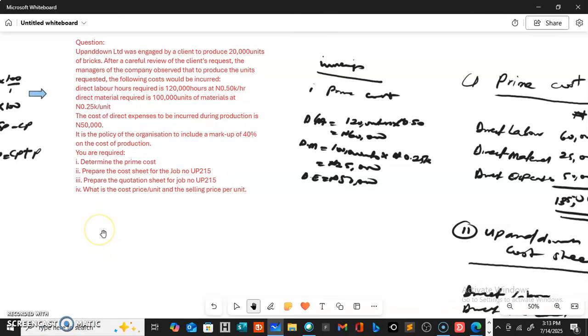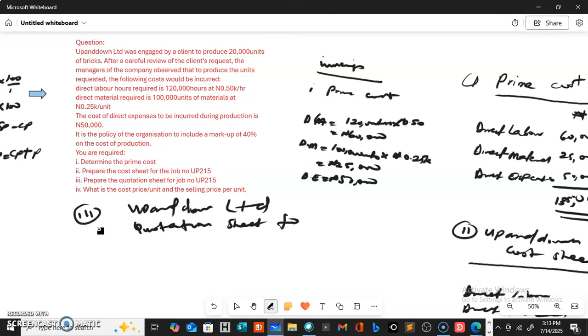So for the third one, we have prepare the quotation sheet. Let's just work that in number 3. So we say Up and Down Limited, quotation sheet for job number UP215. Okay, so that's the heading. So we have our naira sign.